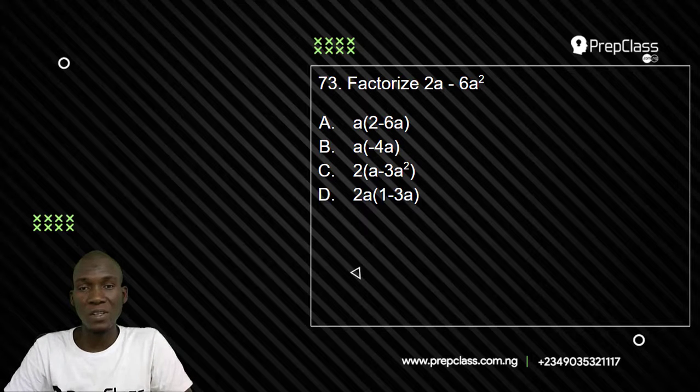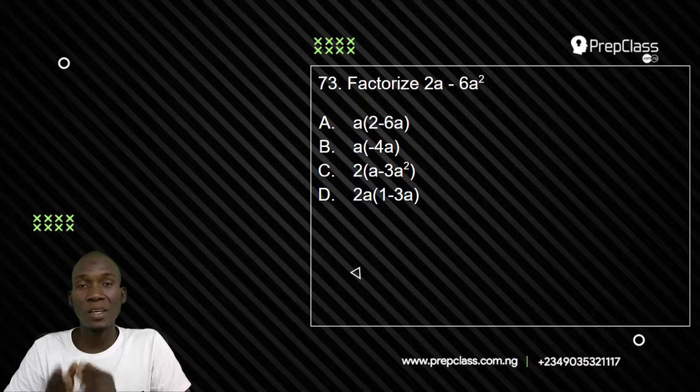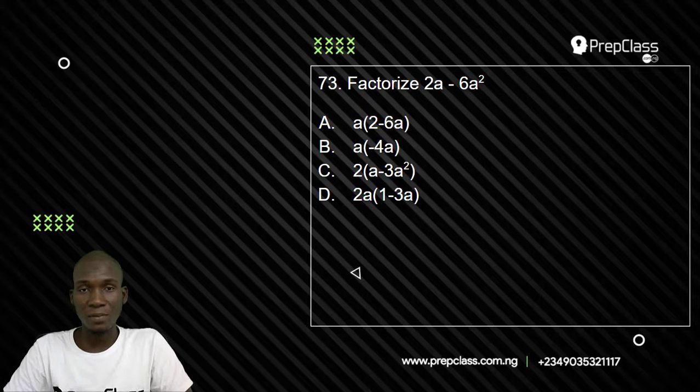Question number 73. Factorize 2a minus 6a squared. A, a into bracket 2 minus 6a close bracket. B, a into bracket minus 4a close bracket. C, 2 open bracket a minus 3a squared close bracket. D, 2a open bracket 1 minus 3a close bracket.